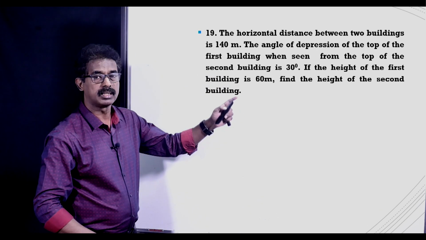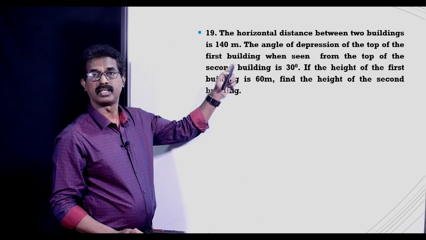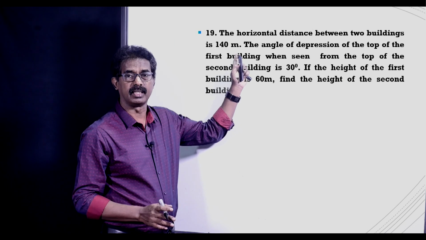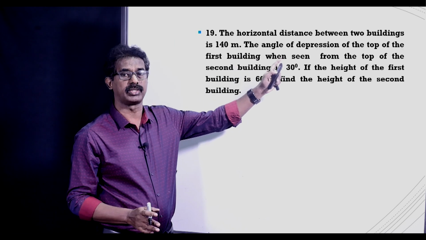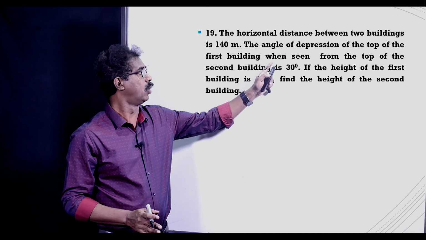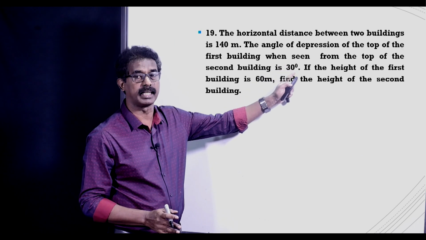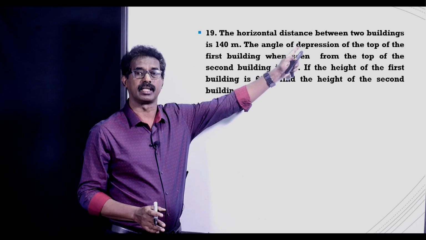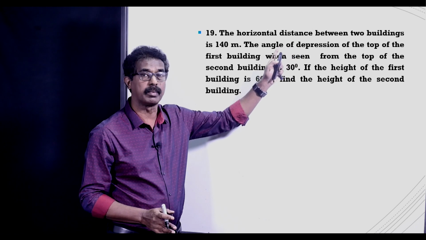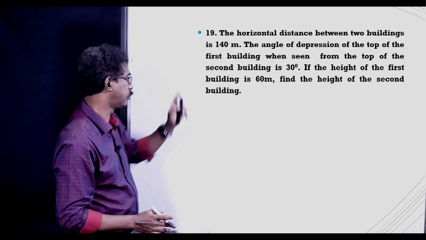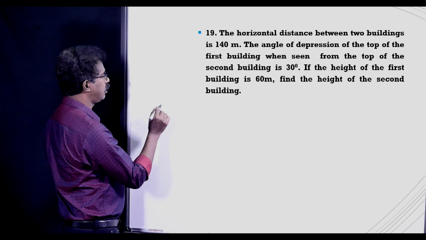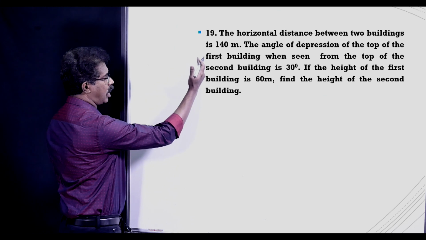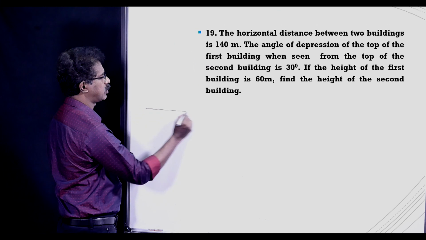The horizontal distance between two buildings is 140. Two buildings are there. The distance between them is 140. The angle of depression of the top of the first building when seen from the top of the second building is 30 degree. So listen here. There are two buildings. From the second building, you are looking at the top, angle of depression. So from the top, you are looking down. So second building is the taller one.